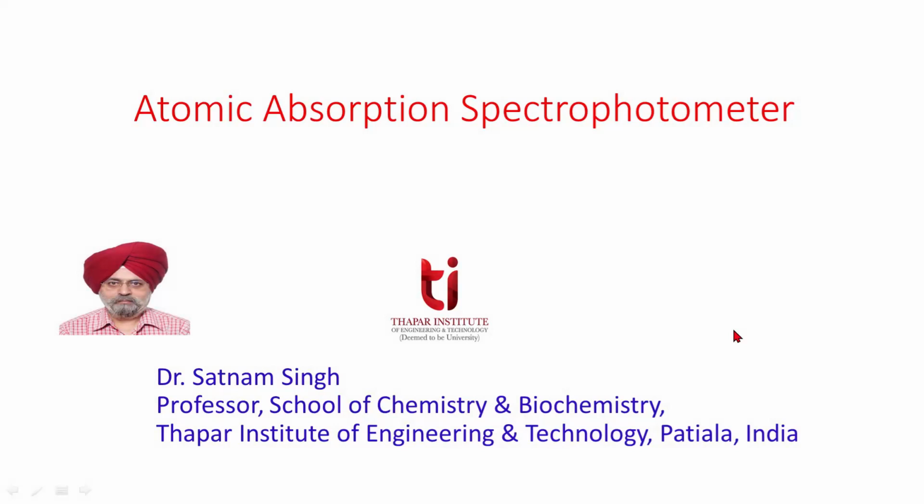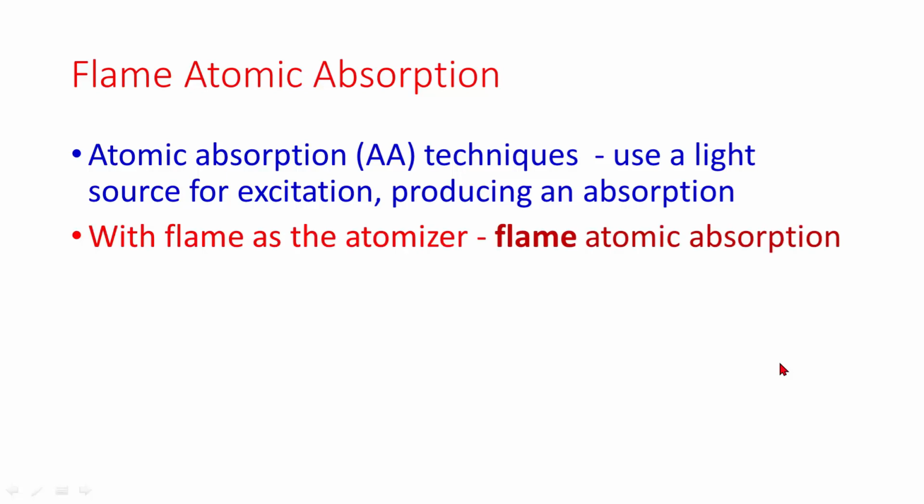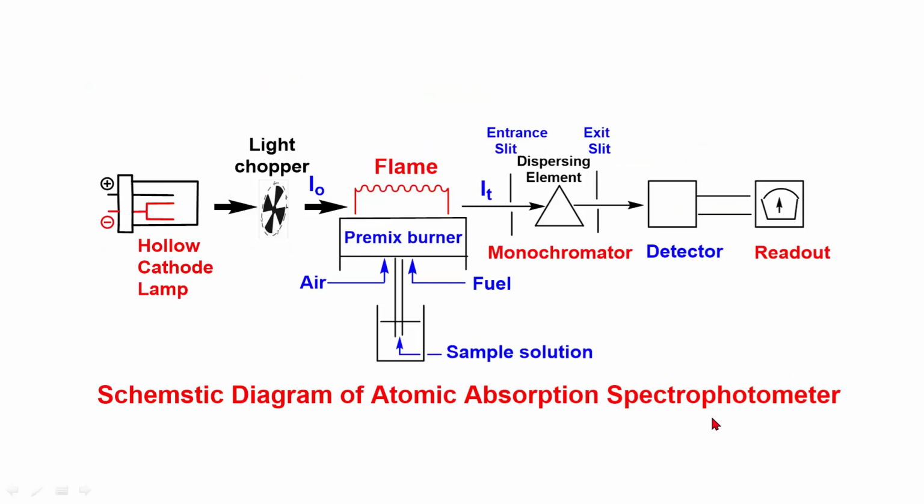In this session, we will discuss atomic absorption spectrophotometer. Atomic absorption techniques use a light source for excitation, producing an absorption. With the flame as atomizer, it is termed as flame atomic absorption. This is a diagram of atomic absorption spectrophotometer, single beam.